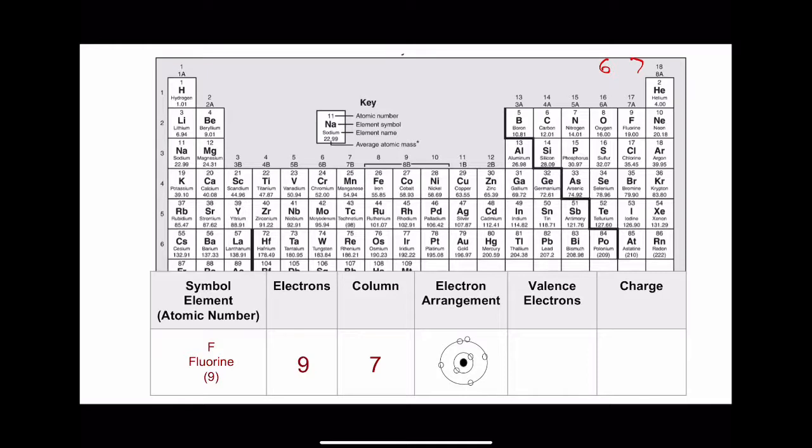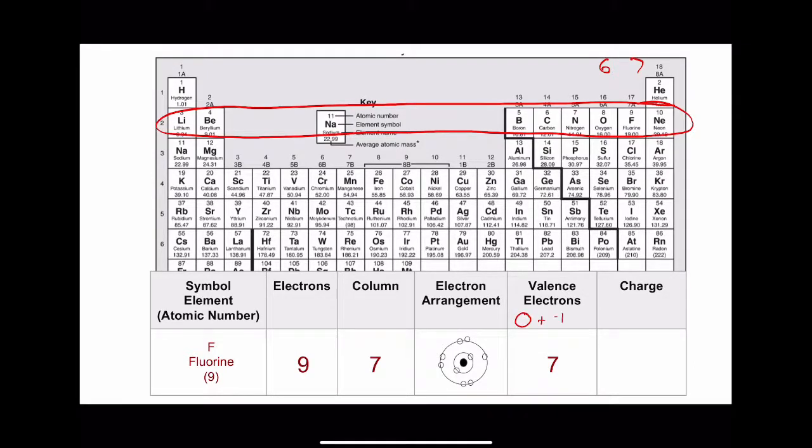So valence electrons, 7. So for here, our charge, remember, we can accommodate a total of 8. We can either accept 1 more, or we can give up 7. And in this case, what we're going to do is accept 1 more. A once neutral atom takes on one more negative charge, and this means we have an overall charge of -1.